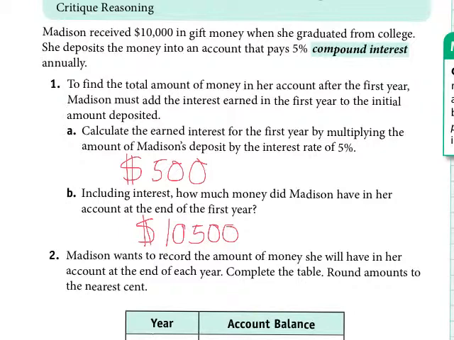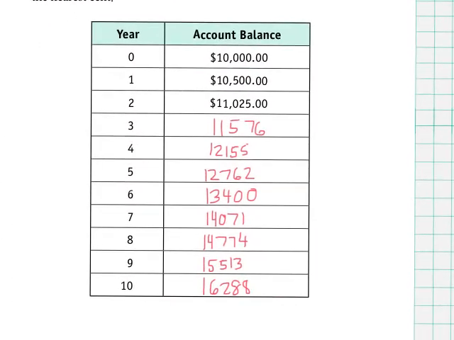So compound interest means after I gain this new amount, now I take 5% interest on the new amount. So when I take 5% interest on the $10,500, and then we can start filling in our chart here, it looks like the interest for the second year would be $525. So that's how I get up to $11,025. And then I keep going on and on.